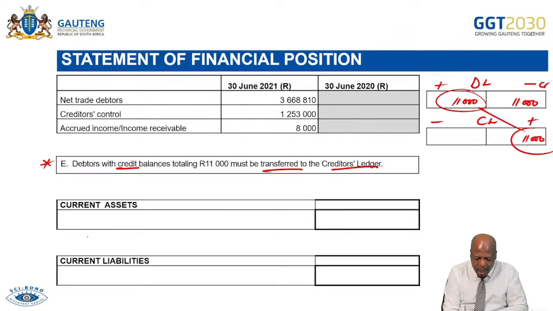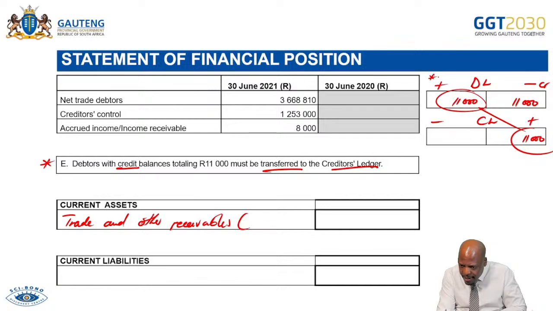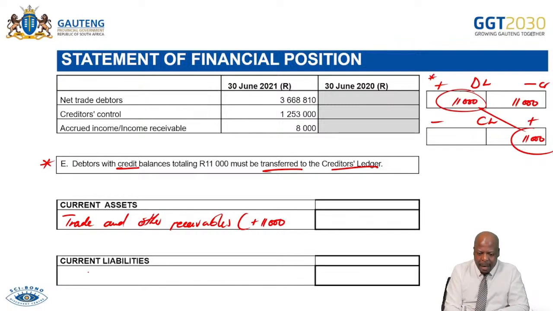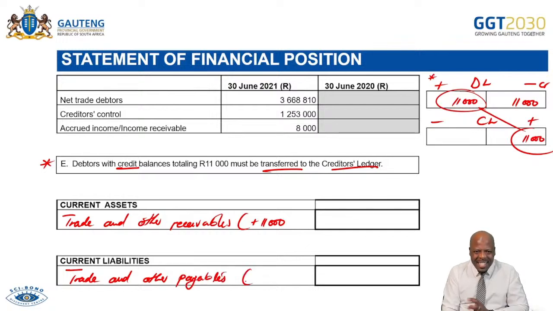So it therefore means I would then come here to my what? To my current assets. I'm coming to my trade and other receivables. Remember, we have made several adjustments to this one already. It's a plus. Plus 11,000. I add the 11,000. Where else do I go? Current liabilities. Trade and other payables. Remember, we've done several adjustments as well. I'm going to come and say plus 11,000 as well. Are we good? All right. So let's continue.